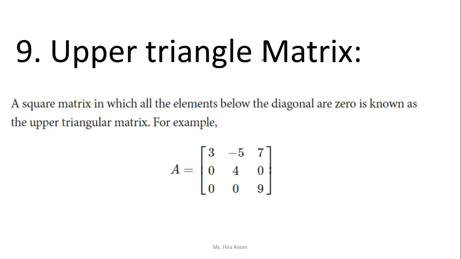Upper triangle matrix. In an upper triangle matrix, the diagonal entries and above-diagonal entries will be non-zero, or you can say any number, but the values below are 0. In upper triangle, diagonal elements and elements above the diagonal are not 0, but the entries below are 0.